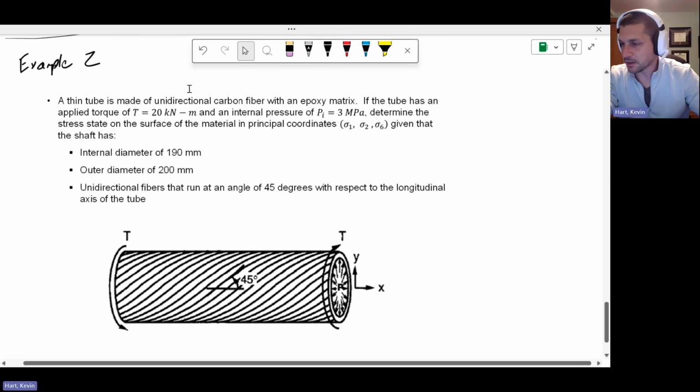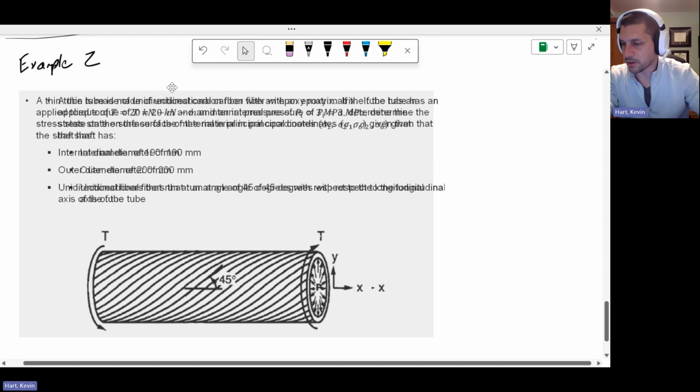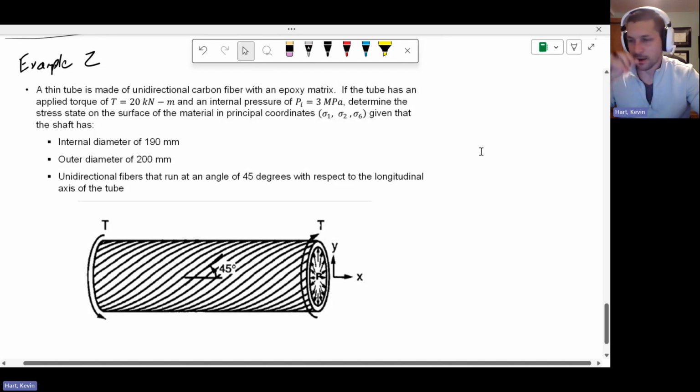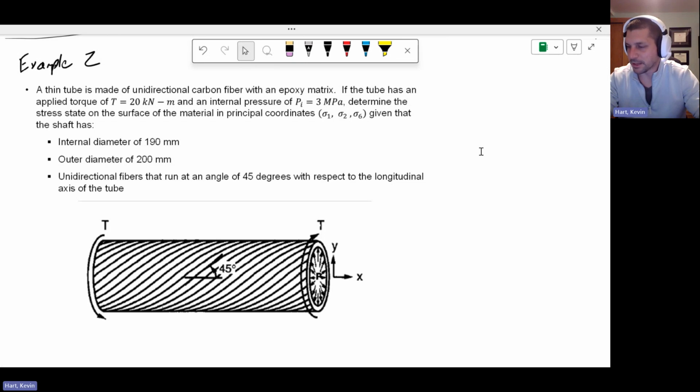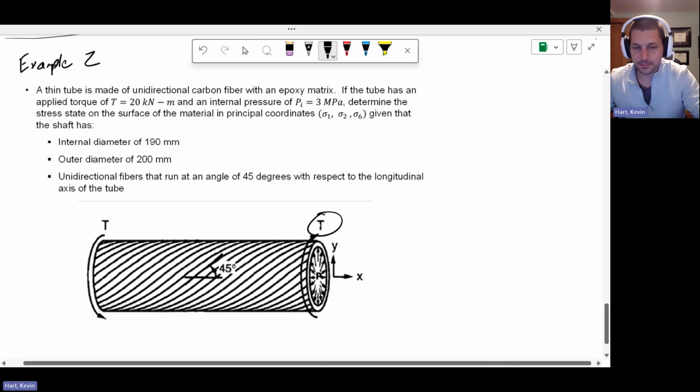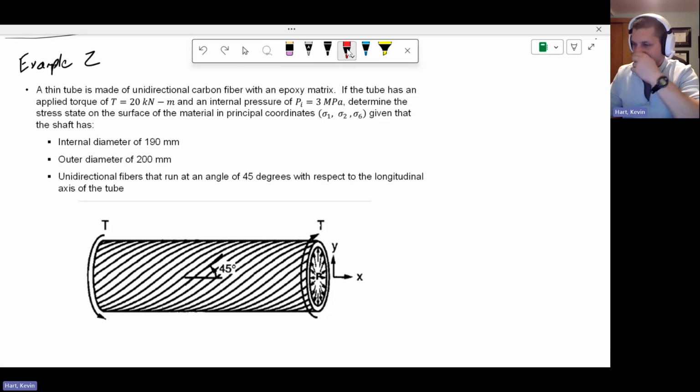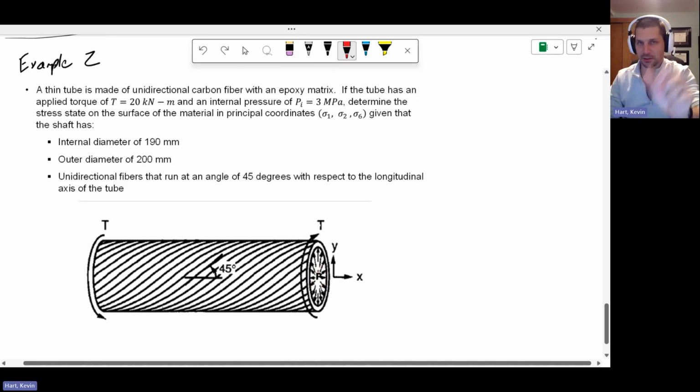All right. This comes right from the notes, anisotropic part 2. This is slide 29. A thin tube is made of unidirectional carbon fiber with an epoxy matrix. So here's a picture of it below. The tube has an applied torque, the capital T there, and an internal pressure. So this tube is somehow pressurized. Maybe we're just looking at a small segment of this particular tube.